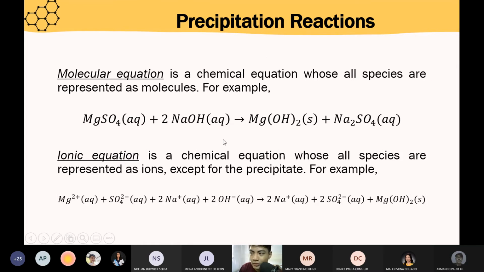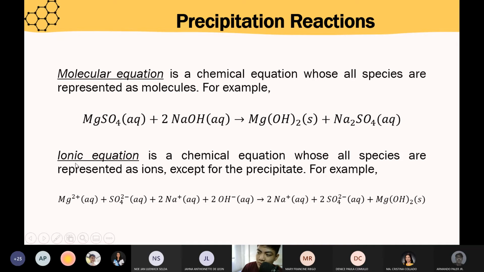Ano gagawin mo to get the ionic equation? Yung S, pag precipitate yan, wag mo gagalawin. Ano yung pwede mo gawing ions? Yung AQ. So, this can be converted into ions. This can be converted into ions, as well as this one. Pero yung solid, hindi mo siya gagalawin. That will give you the ionic equation.